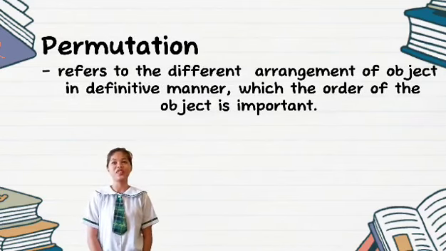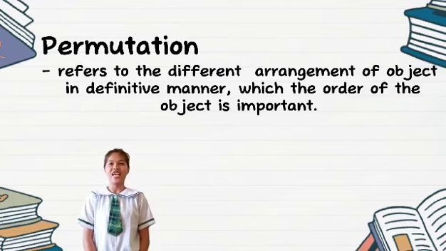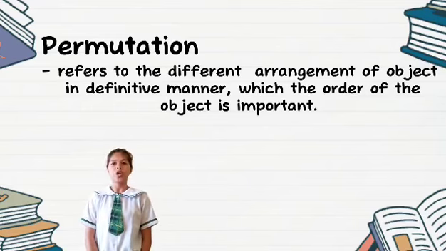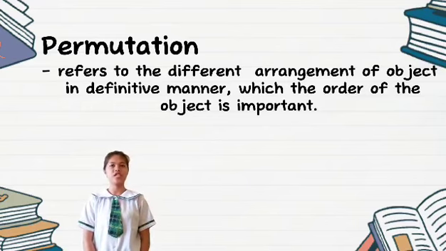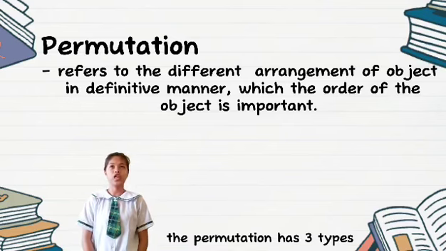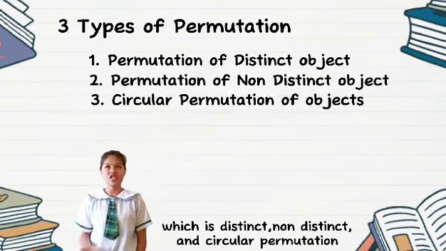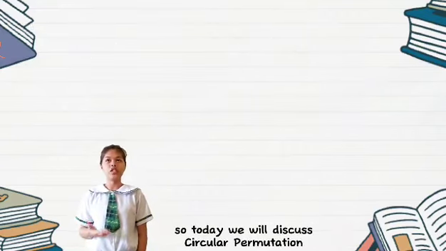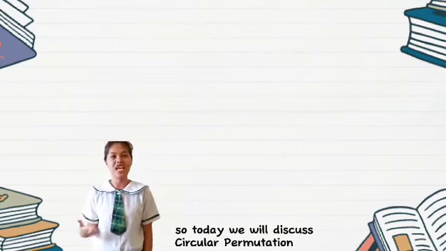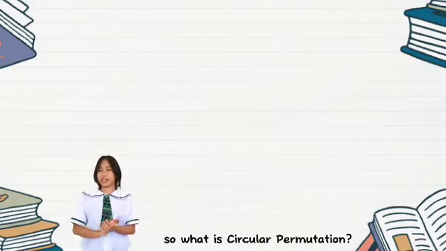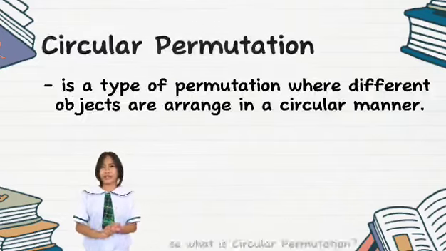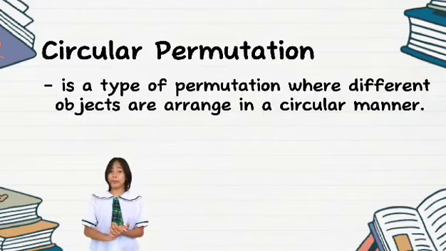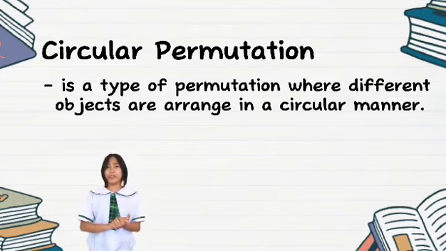Let us know what permutation is. Permutation refers to the different arrangements of objects in different manners, in which the order of the objects is important. Permutation has three types: distinct, non-distinct, and circular permutation. So today, we will discuss circular permutation. What is circular permutation? Circular permutation is a type of permutation where different objects are arranged in a circular manner.